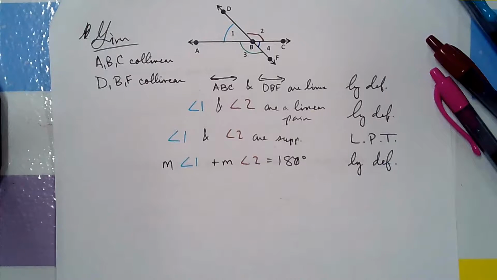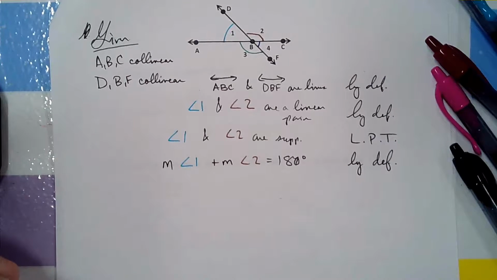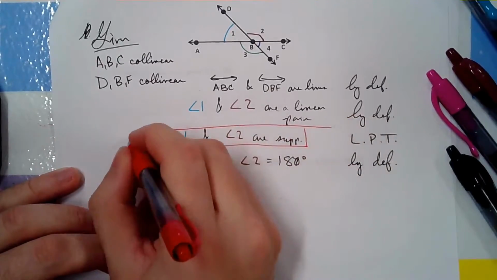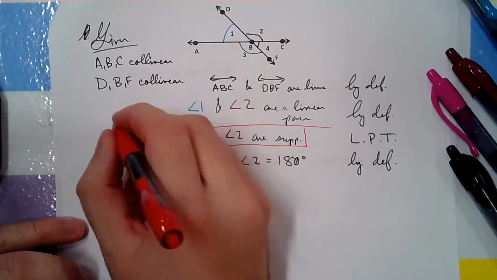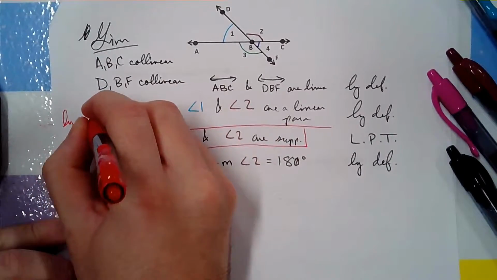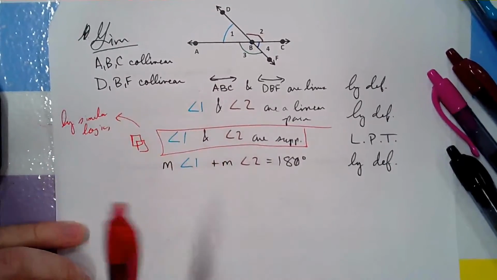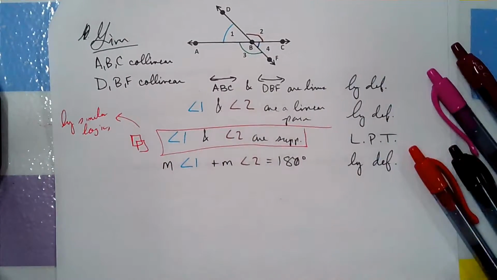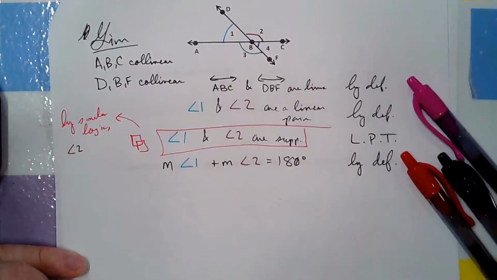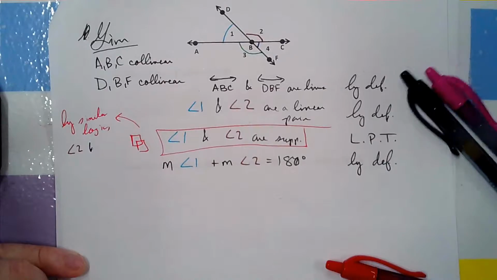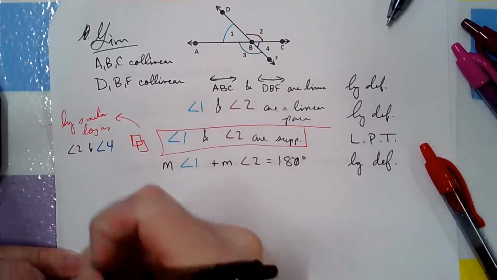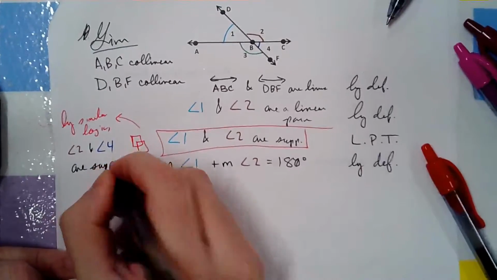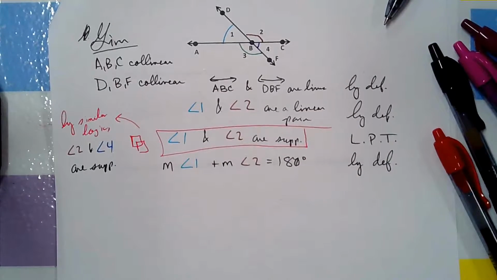Now check it out. We wanted to prove 1 and 2 are supplementary. So we did that right here. So a little swag box here. Right? That was one thing we wanted to prove. By similar logic, we also know that 2 and 4 are supplementary. Four is dark blue. Thank you, Noah. Are supplementary. So we get 2 for the price of 1, right?